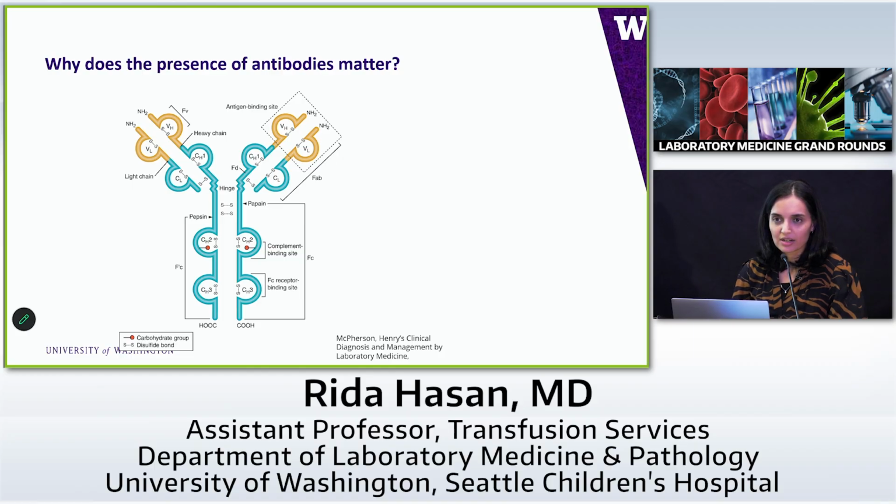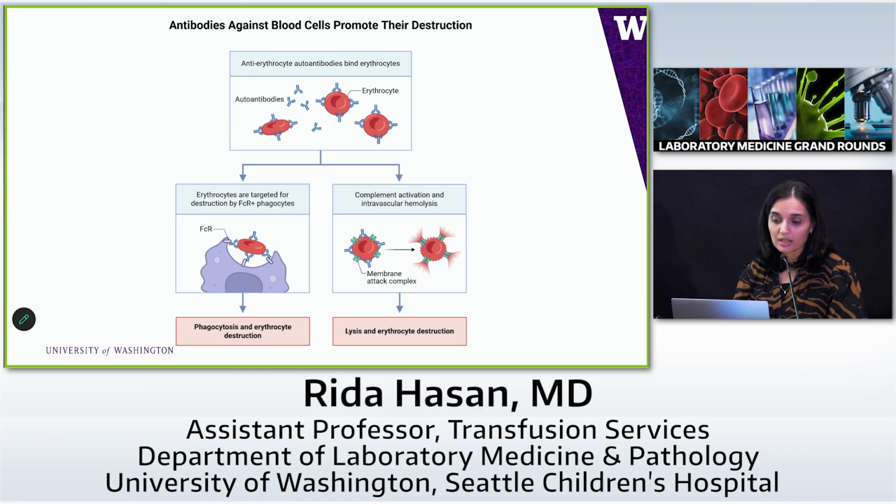And why does it even matter if an antibody is bound or not? The reason it matters is because in the heavy chain of the antibodies, there is an Fc portion that has two binding sites. One is the complement binding site, and then the other is the Fc receptor binding site. And these can be clinically significant. So if you have binding of the Fc receptor binding site, you're going to have red cell destruction through phagocytosis, through the liver, through the spleen. You're going to have spherocytes that form, elevated bilirubin, or what we call extravascular hemolysis.